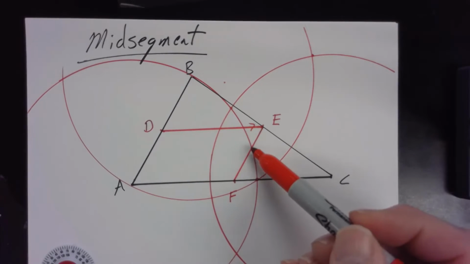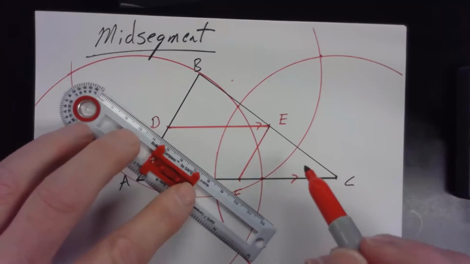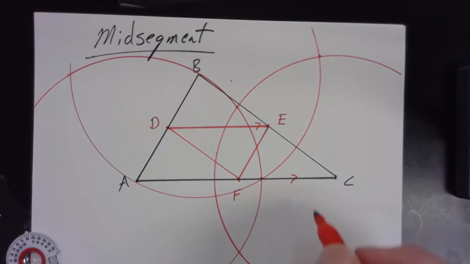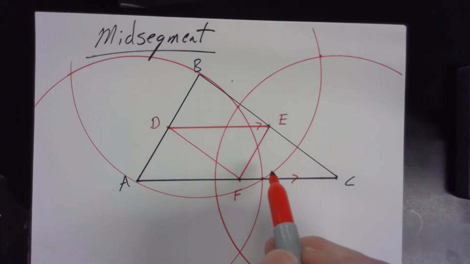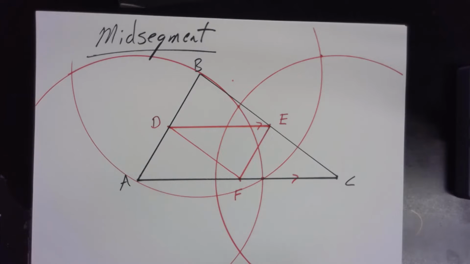EF, see how it's parallel to AB and half as long. And when I draw FD, it's parallel to BC and half as long. Okay? So if all of its sides are exactly half as long as the original, can you see why it would be similar? Now, we haven't really talked about similar too much yet, but if I have one triangle and all its sides are exactly half the length of another, okay?